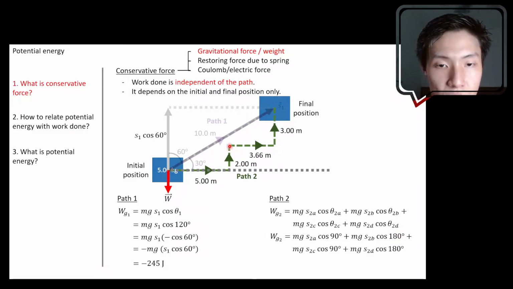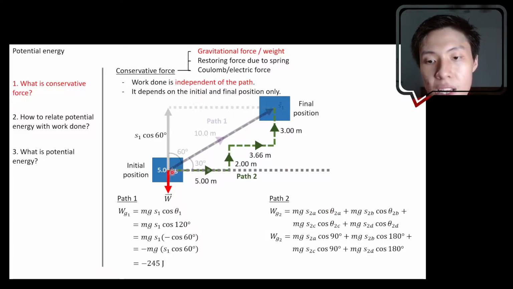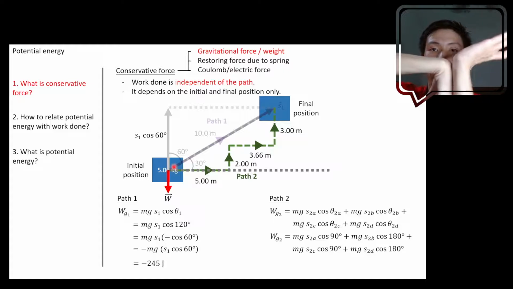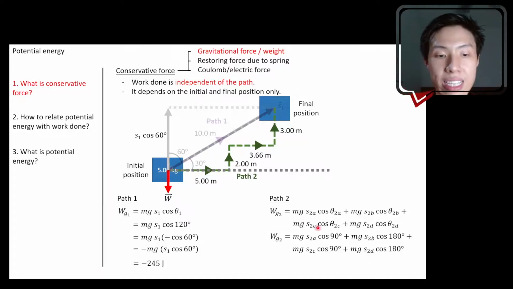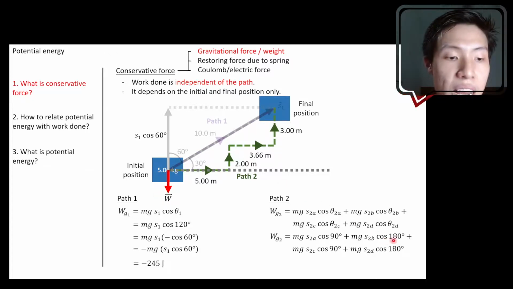For the third section of the displacement, you can see that the displacement is pointing to the right, whereas the weight is pointing downwards. So the angle between these two vectors will be 90 degree, and here we substitute in 90 degree. For the fourth section, you can see that the object is moving upwards, the displacement is pointing upwards, whereas the weight is pointing downwards. Again, opposite direction, 180 degree. So once we have substituted in our angle, we know that according to trigonometry, cos 90 degree will be equal to 0, whereas cos 180 degree will be equal to negative 1.